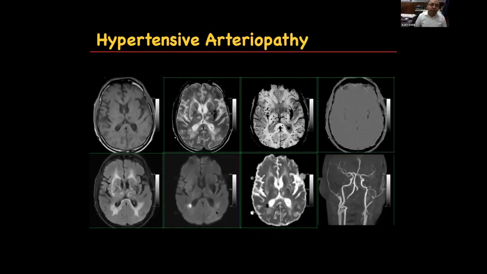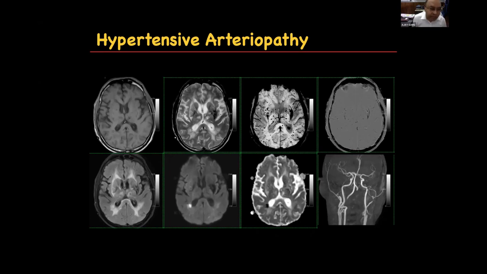Hypertension can also cause hypertensive arteriopathy. We see multiple focal areas of hypertensive bleed, which can be seen in the region of the basal ganglia, plus pons, in addition to white matter signal changes, which are bright on T2 weighted images. Plus, we can have focal areas of diffusion restriction. So these are the classical changes of hypertensive arteriopathy, which has a distribution in the region of the deep gray matter structures.